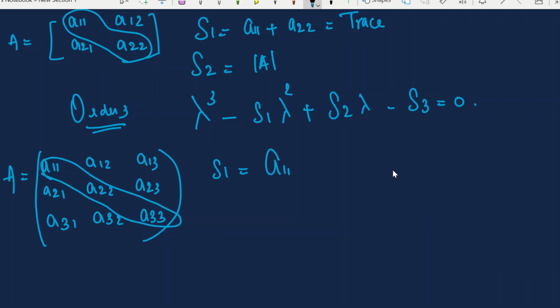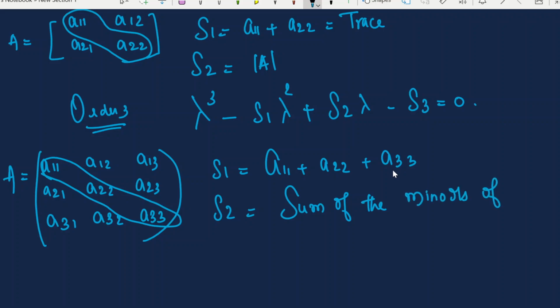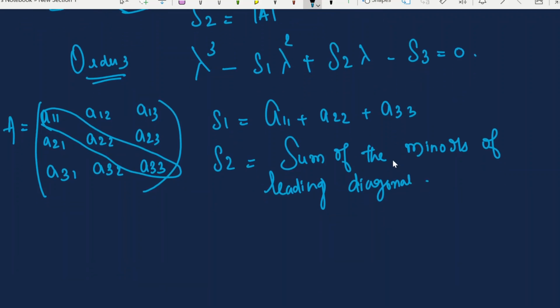Here S1 is A11 plus A22 plus A33, and S2 is the sum of the minors of the leading diagonal or principal diagonal elements. So how can we calculate minors? The minors of A11, A22, A33 have to be evaluated.